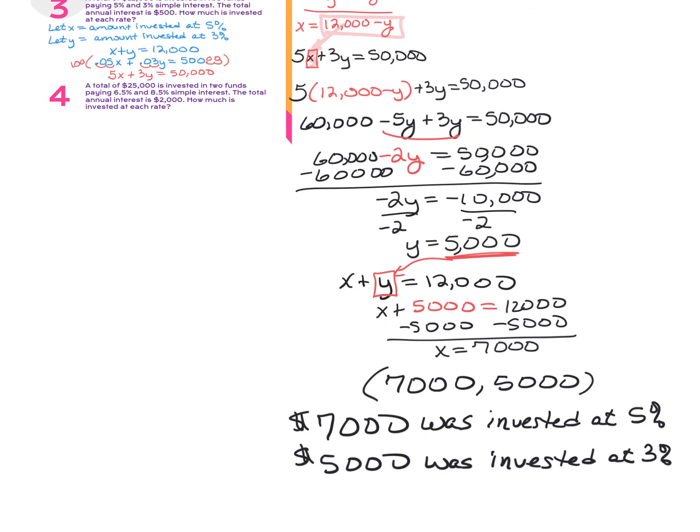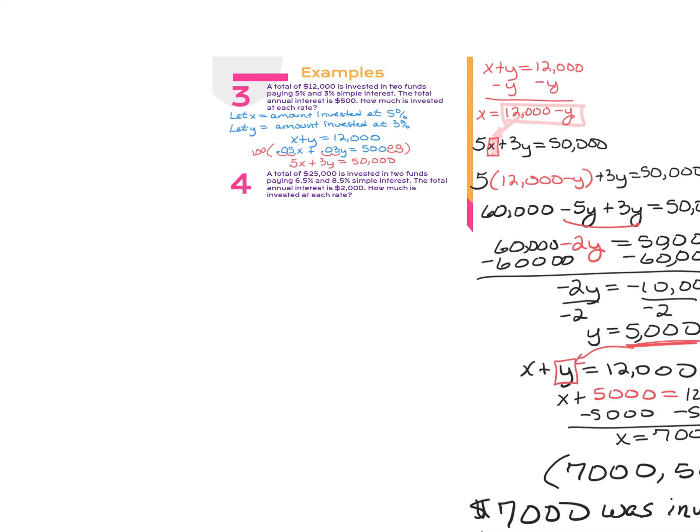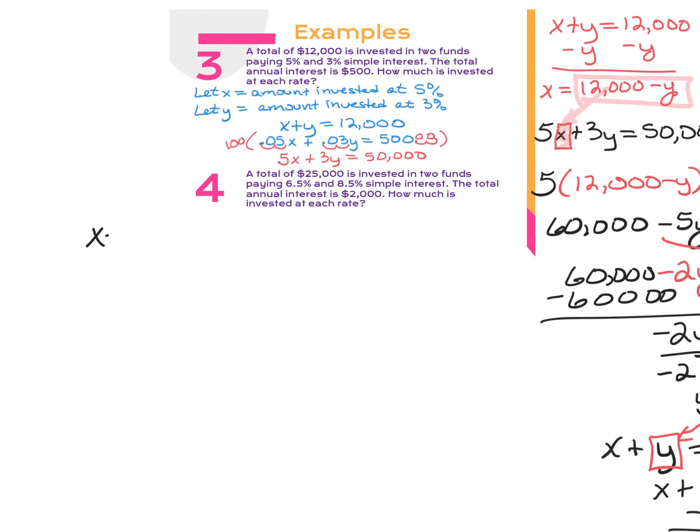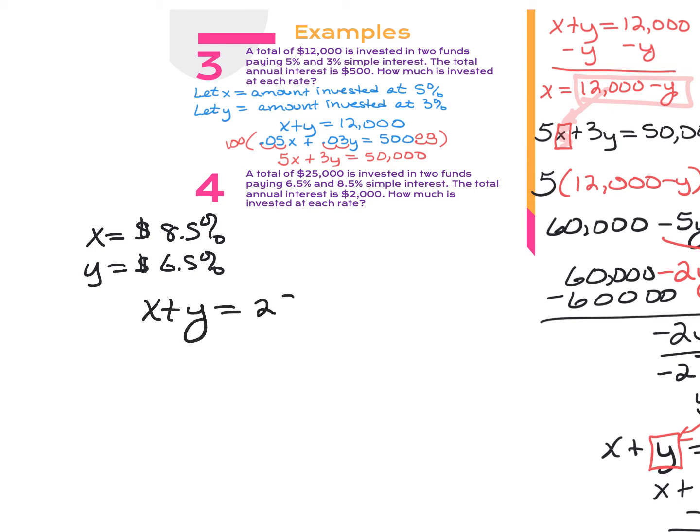For the next one, same thing, but this time, instead of a 12,000 investment, it's 25,000. And the interest rates are 6.5 and 8.5. And by the time they're done, the annual interest would be 2,000. So let's go ahead and set it up. Again, the same thing. X is going to be the money that's invested at 8.5. And Y will be the money invested at 6.5. So X plus Y, this time the amount of money invested is 25,000.